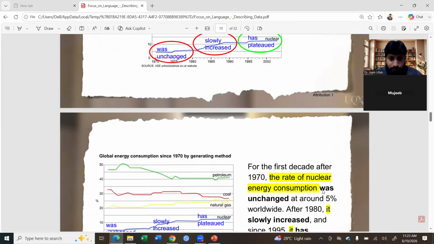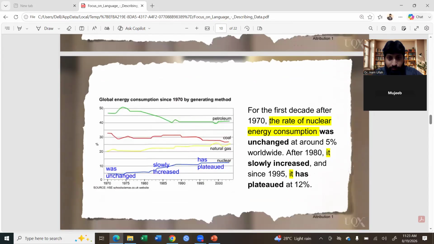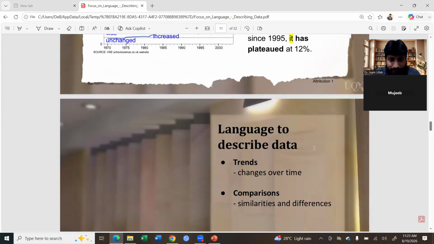Okay. Now, can you read this paragraph? For the first decade after 1970, the rate of nuclear energy consumption was unchanged at around 5% worldwide. After 1980, it slowly increased, and since 1995, it has plateaued at 12%. Right? So this is how you report the data individually. Is it clear? Yes, sir. Okay.